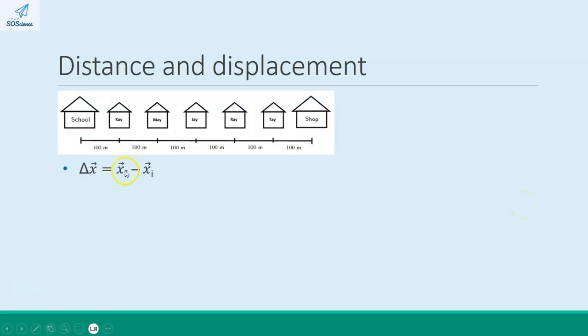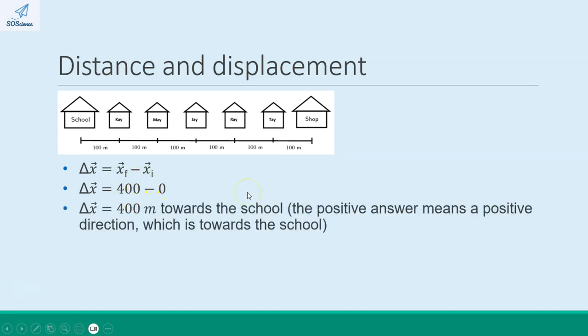So the calculation goes like this. Delta x equals xf minus xi, which is positive 400 minus 0, which gives us an answer of 400 meters. Now, 400 meters is only the magnitude of the displacement. We also need to state direction. And in this case, it is in the positive direction, which is towards the school.